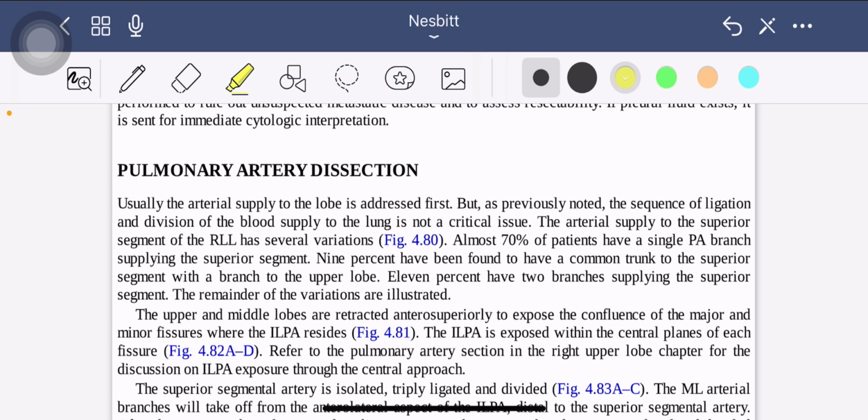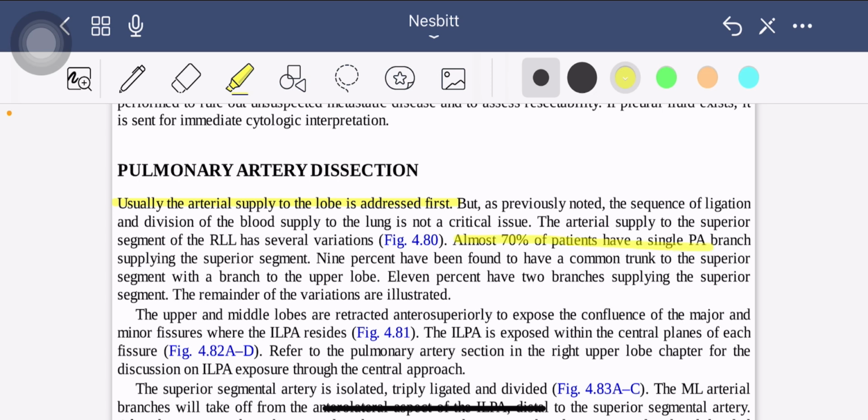Pulmonary artery dissection. Now we have seen the takeoff. Now, how to dissect this pulmonary artery? Usually the arterial supply to the lobe is addressed first, but as previously noted, the sequence of ligation and division of the blood supply to the lung is not a critical issue.